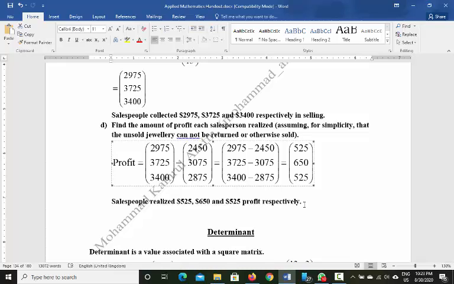So that's the end of application of matrix. A matrix has very wide application. In this course I have shown you only a few applications of matrix. So that's the end of the matrix chapter.